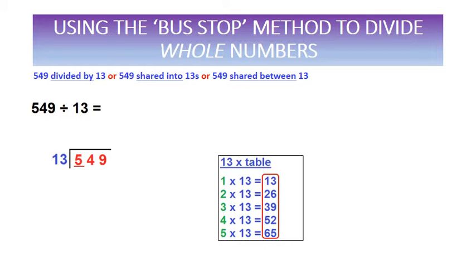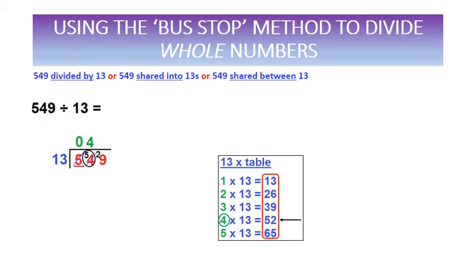Just as before, we start by saying how many 13s make the 5. The answer is 0. The smallest number we can make is 13, looking at the times table. So we put 0 above. 0 times 13 is 0. We needed to make 5. So we cross off the 5 and pass the whole digit across to the next column along. We read that as 54. How many 13s make 54? Looking at the 13 times table, the closest we can get without going over is 52. And that's 4 lots of 13. So we write the 4 above the 54 on the bus stop. We only made 52, we needed to make 54, so there are 2 left over that we didn't make.